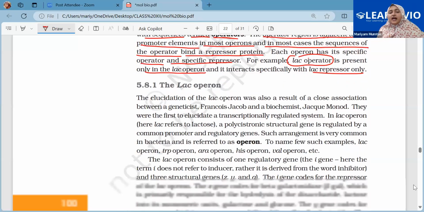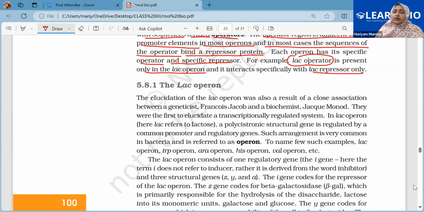Now talking about the LAC operon. The elucidation of the LAC operon was also a result of a close association between a geneticist, Francois Jacob, and a biochemist, Jacques Monod. Jacob and Monod.